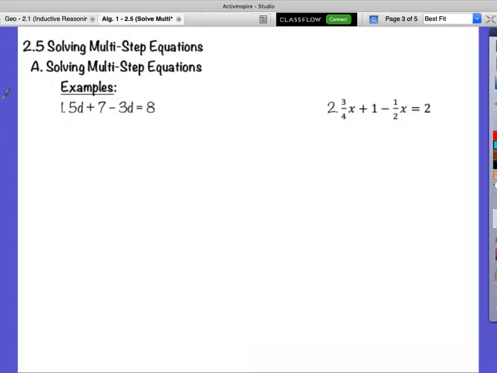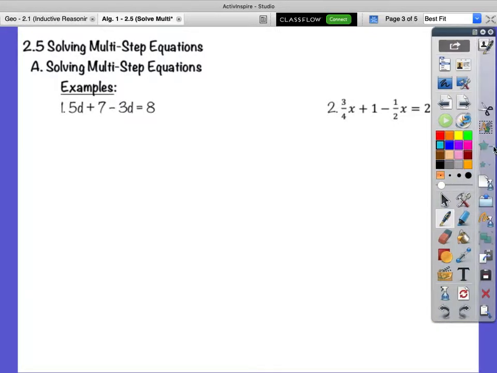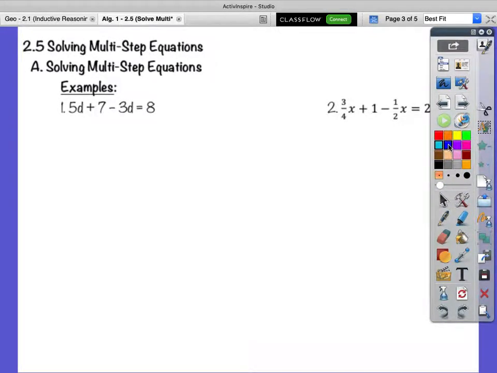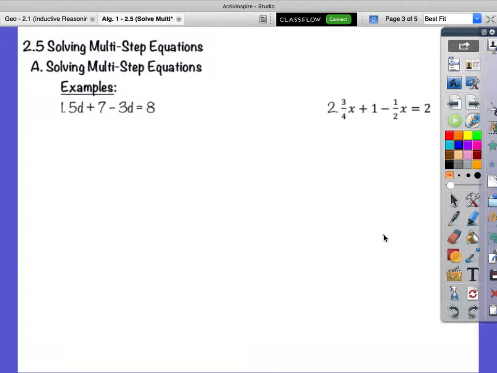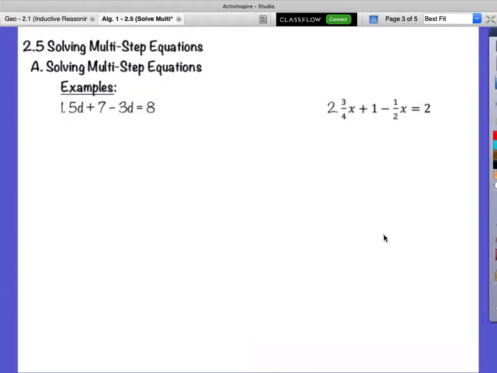Okay. Some examples. We're going to start with multi-steps. What does this mean? It just means it has more steps than a two-step. 5d plus 7 minus 3d equals 8. First step here might look a little different than what we did before.